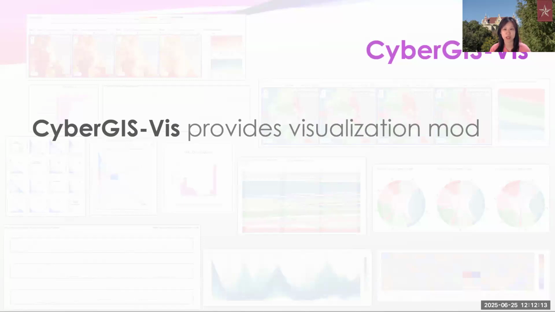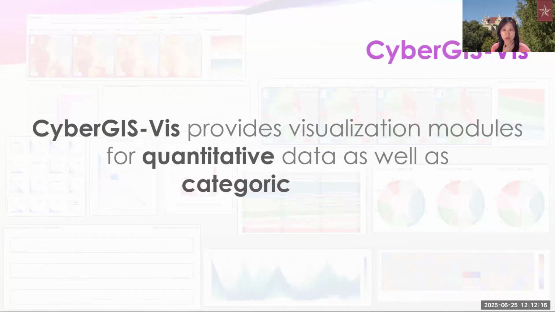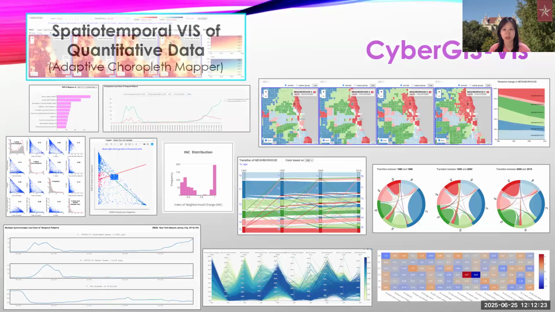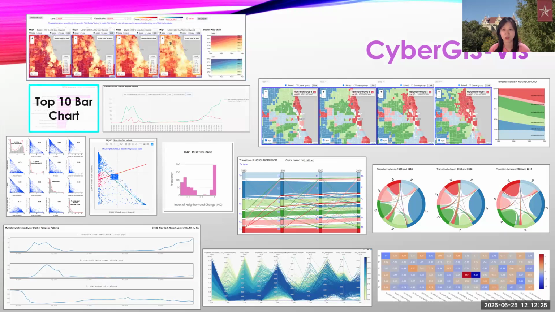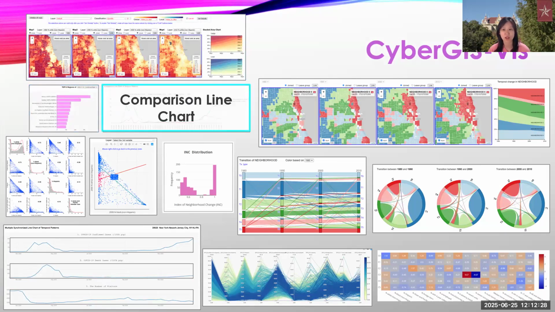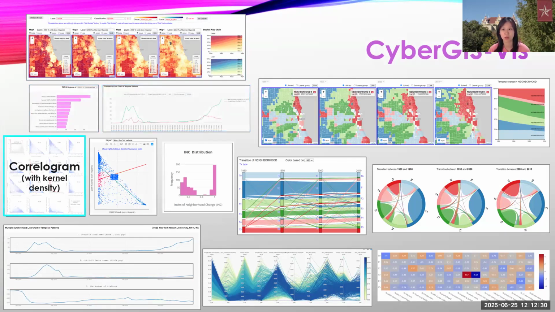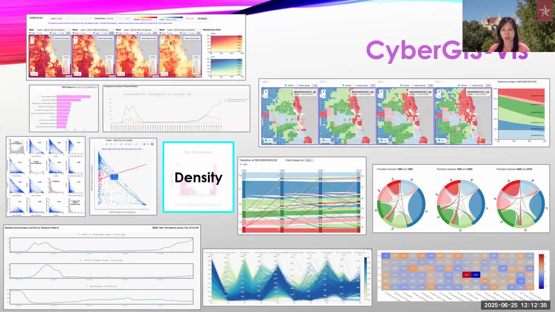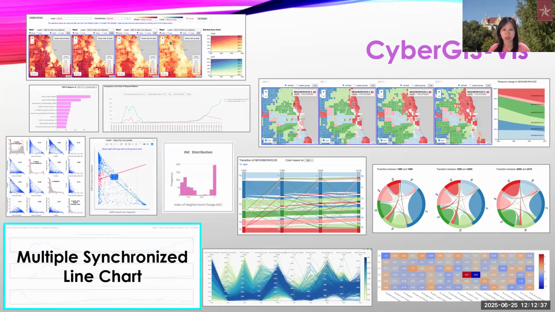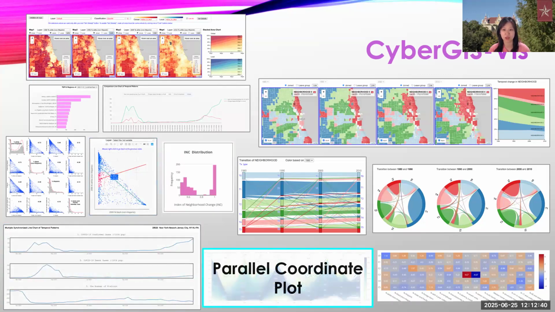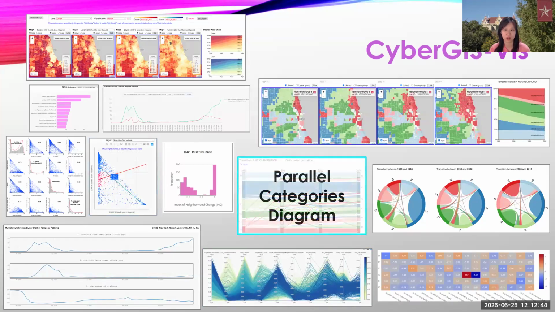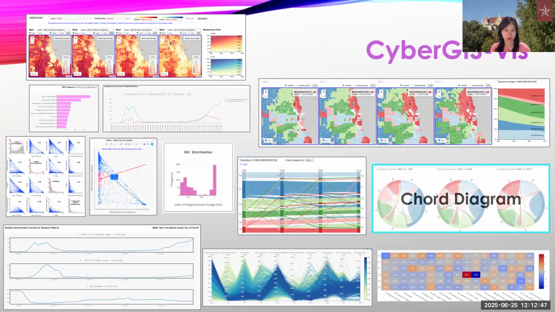CyberGIS-Vis provides visualization modules for quantitative data as well as categorical data. It has been developed based on the principle of modularity, allowing users to select the visualization modules from a wide range of data visualization techniques implemented in HTML or JavaScript. So it allows you to combine the maps and charts that you see on the screen in any way that you want. They are visualization modules.